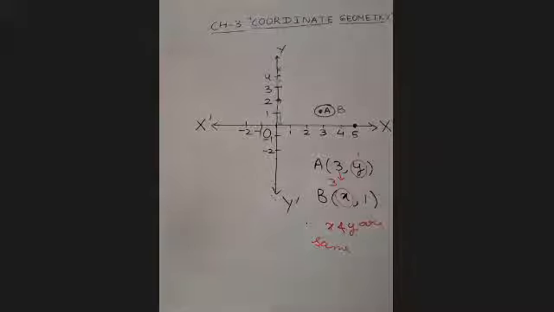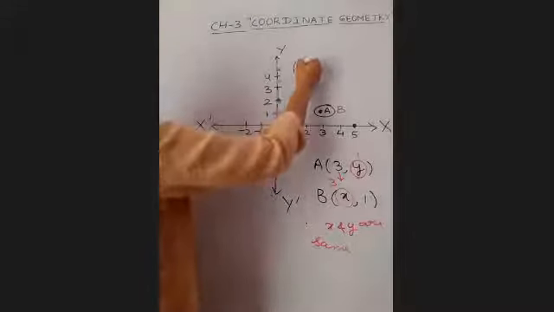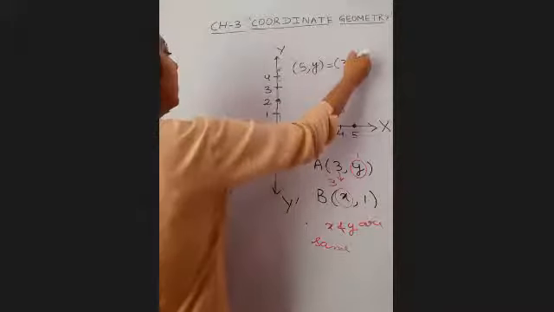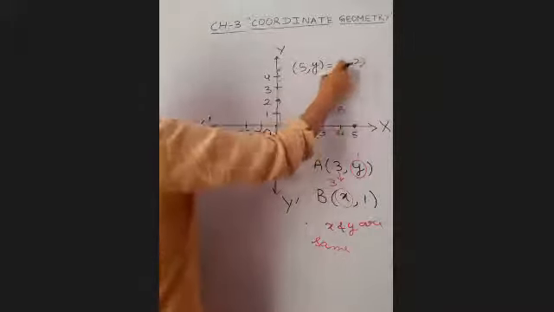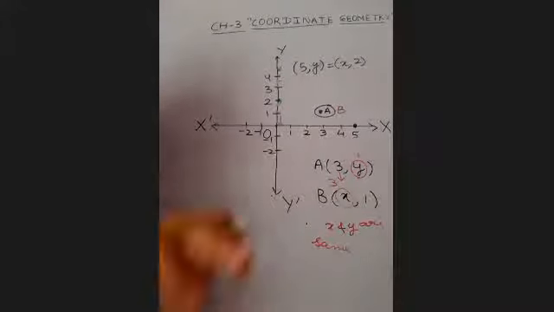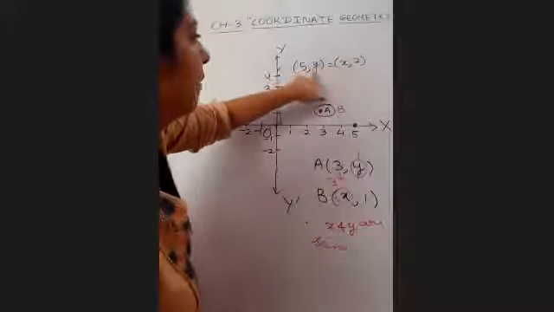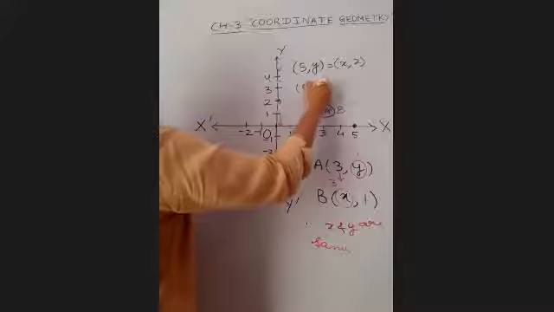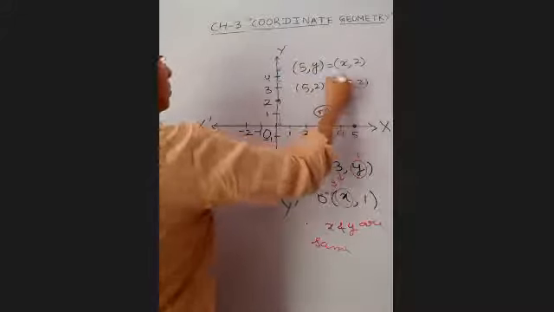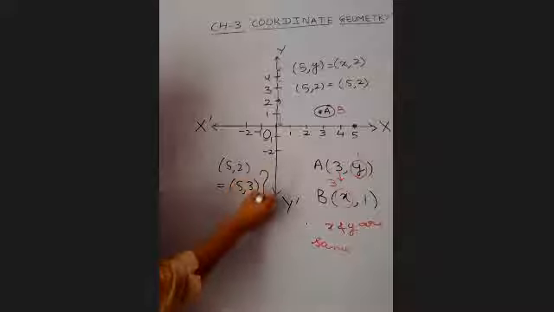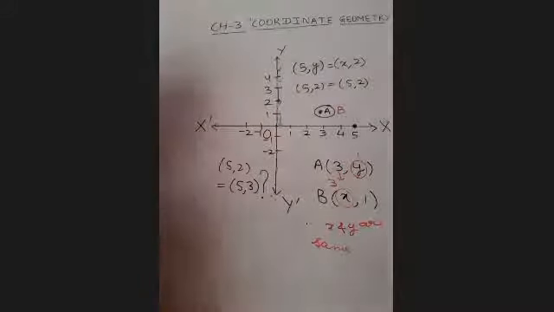So children, if I am telling you that 5 comma x is equal to 3 comma 2. This is possible when, what should be the value of x? 5. And y क्या होना चाहिए? 2. Then only you will say 5 comma 2 is equal to 5 comma 2. You can't say that 5 comma 2 is equal to 5 comma 3. Can you? No, ma'am.